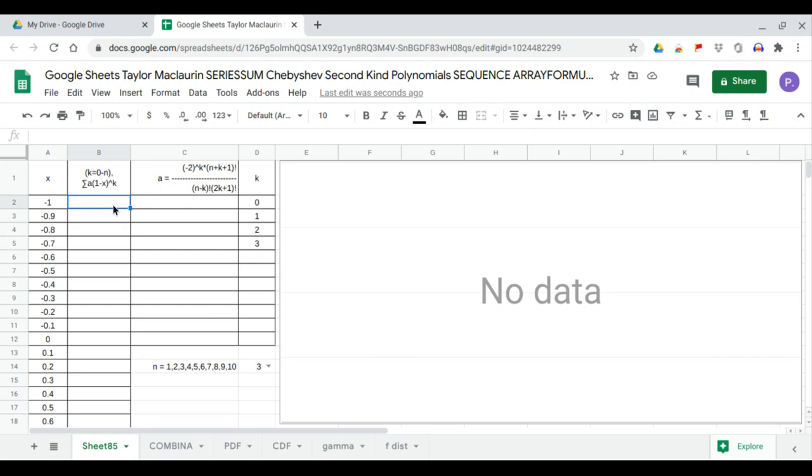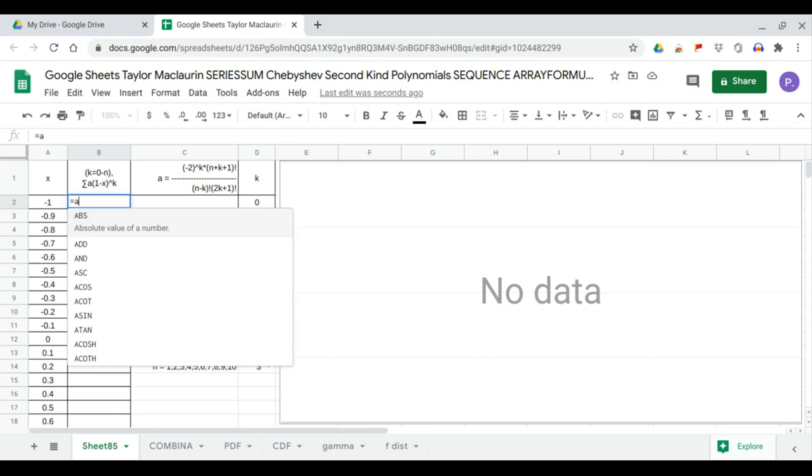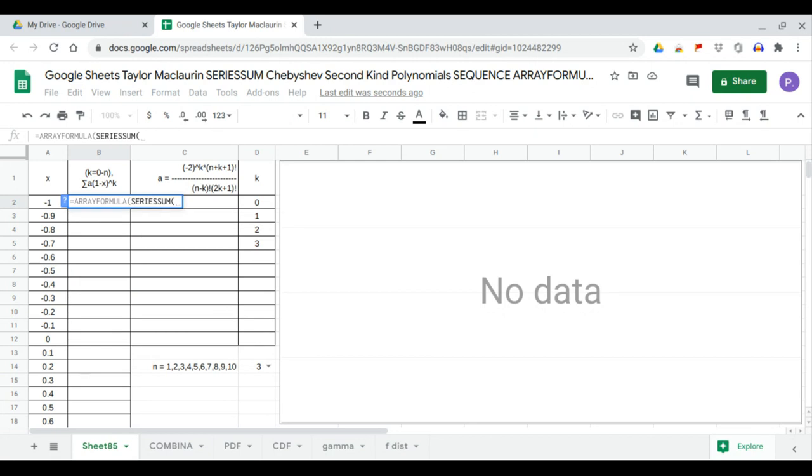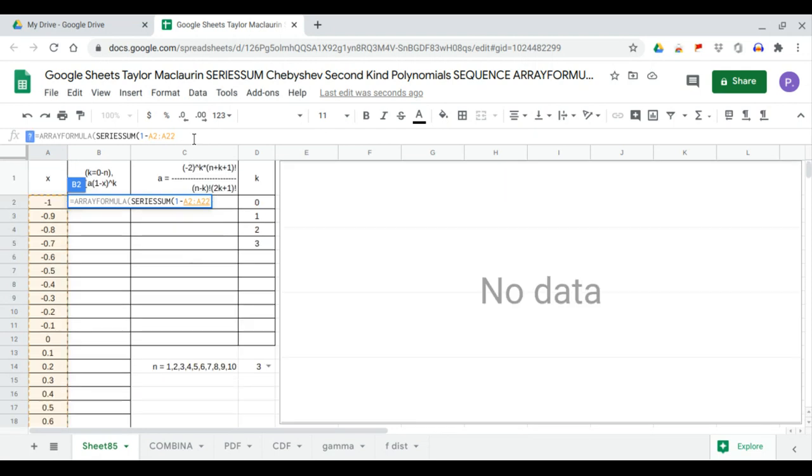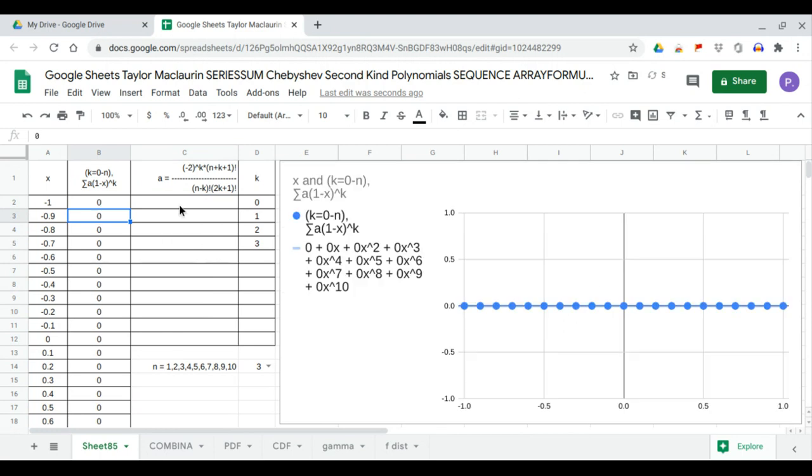Then we continue with the Taylor-Maclaurin series sum of the Chebyshev second kind polynomial, which is equal to array formula, series sum, 1 minus x. And this is raised to the power k, so our k will start from 0, incremented by 1 until the maximum n. And the coefficient will be this range. So we'll work on the coefficients now.